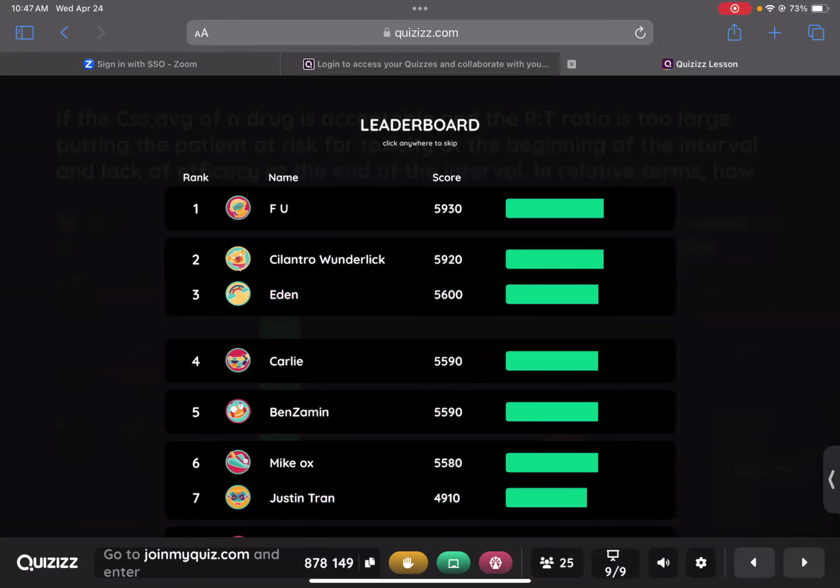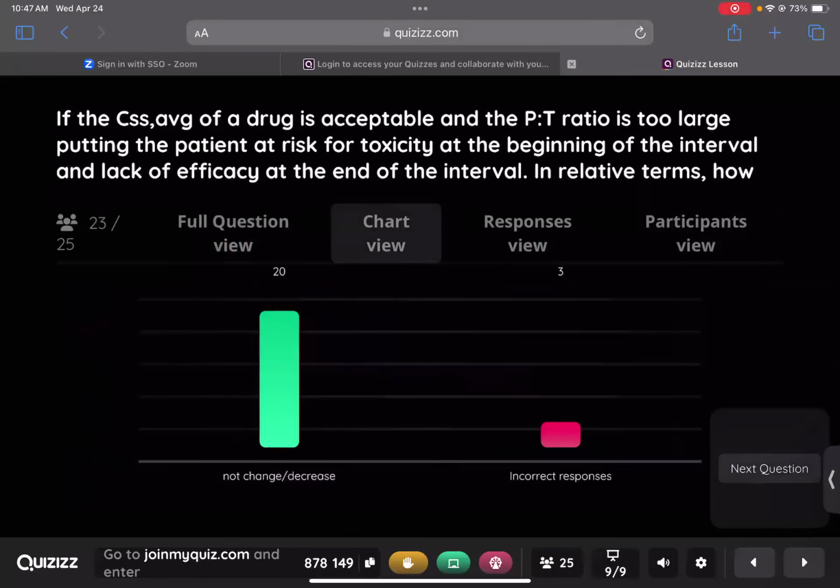All right, Eden is starting to climb the ladder there. All right, very good. Most of you guys got this right.